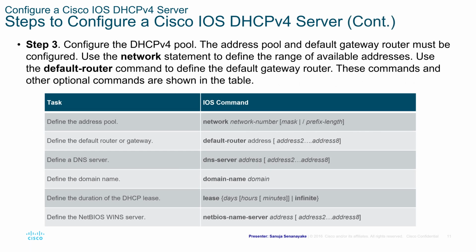The next and final step is the configuration of the DHCPv4 pool. The address pool and the default gateway router must be configured. We use the network statement to define the range of the available addresses, and we use the default-router command to define the default gateway router. These commands and other optional commands are shown here in this table.